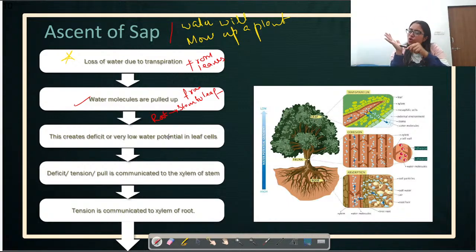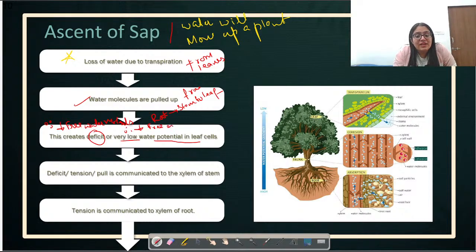Since water molecules were lost directly from the leaf xylem, the leaf xylem will pull water from the stem xylem, the stem xylem will pull water from the root xylem, the root xylem will pull water from the root hair cells, and the root hair cells will take water from the soil solution, right? So this creates a deficit, or very low water potential, in the leaf cell. How? Because of the decrease in free water molecules, which will decrease free energy. And you know, my dear students, it is the free energy that defines water potential. Therefore, there will be a decrease in water potential as well.